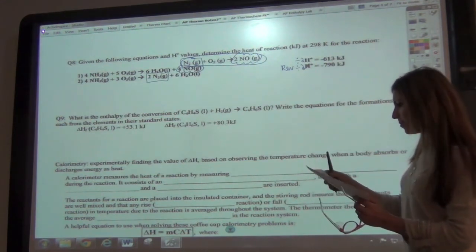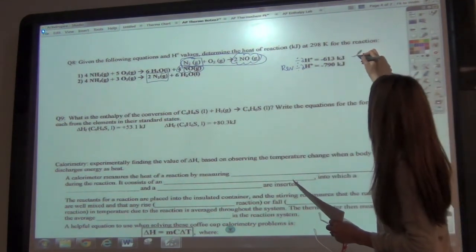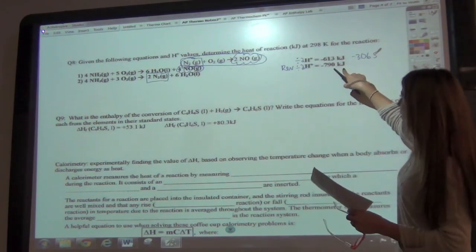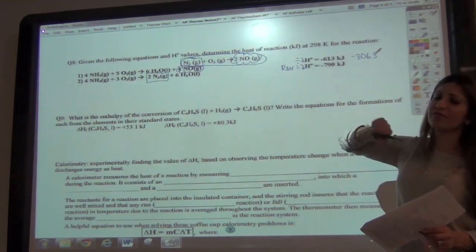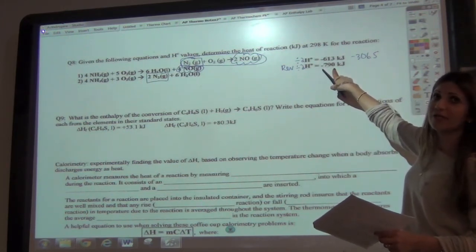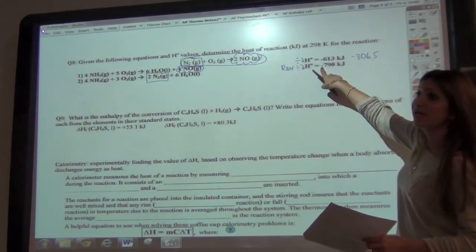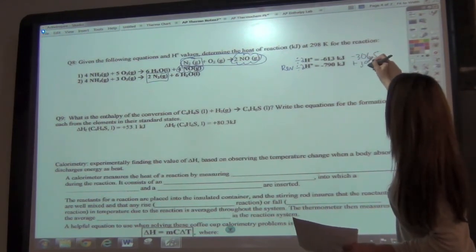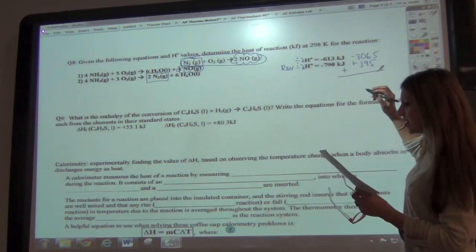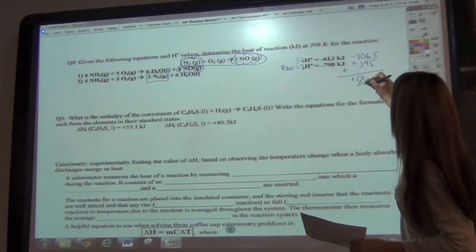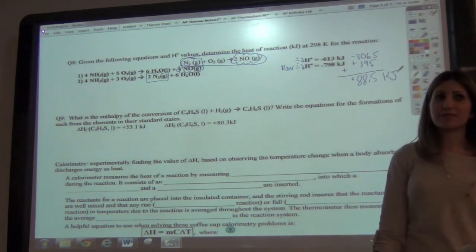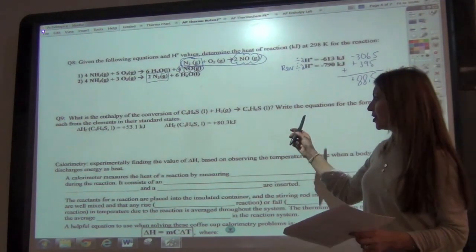So let's divide this one by 2, and what we end up getting is negative 306.5. The second one, we need to divide by 2 and reverse it. When I divide it by 2, I get 395. It's negative there, right? So positive 395. What do I do to these two numbers? Add them up. Good. The answer ends up being a positive 88.5. And what are my units? Kilojoules. Awesome. That's how you're going to do the Hess's law stuff.